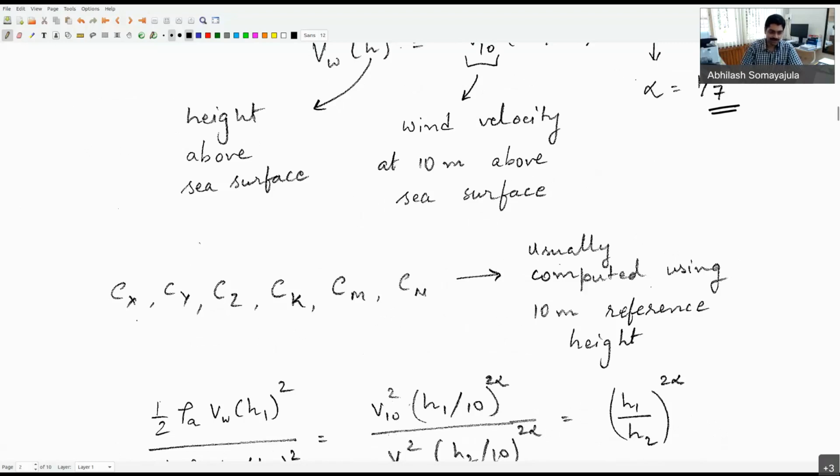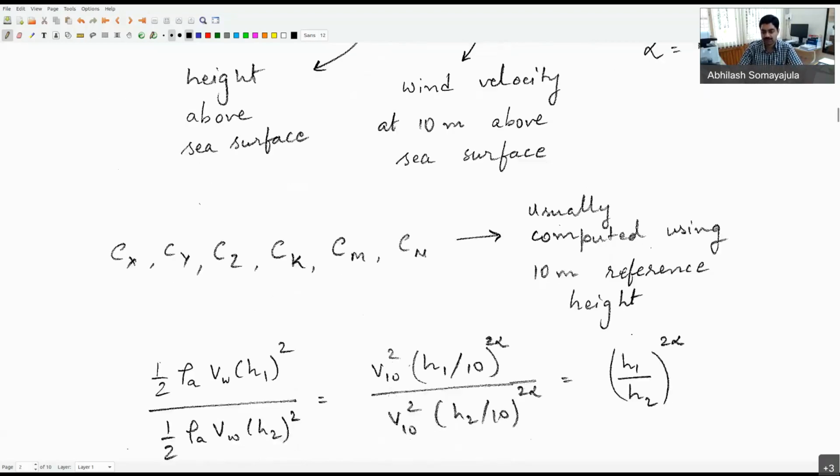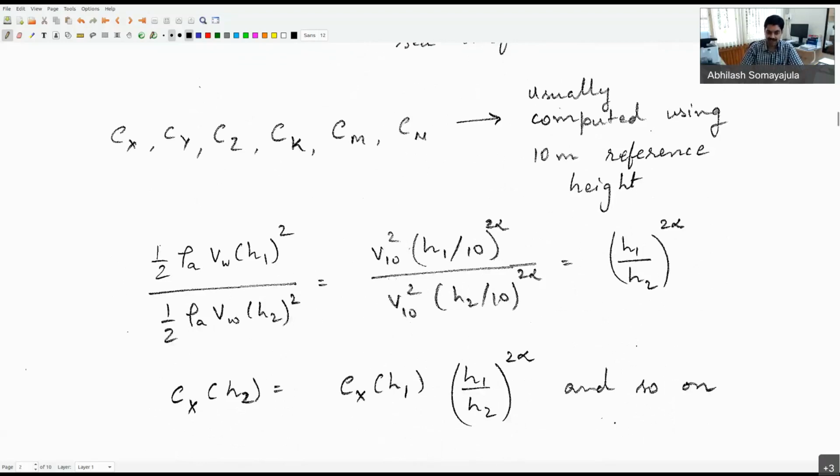Okay, so these wind coefficients are also generally computed using the 10-meter reference height. But if you want to convert them into a coefficient which refers to a different height in your formulation, you might have to apply a multiplication factor. If I have a coefficient at some height h2 that I want to compute, given that I know its value at some reference height h1, I can do that as the coefficient at h1 times (h1 by h2) to the power 2 alpha. That factor comes simply from the ratio of the dynamic pressure due to the two different velocities at two different heights. That ratio simply comes out to be h1 by h2 to the power 2 alpha.